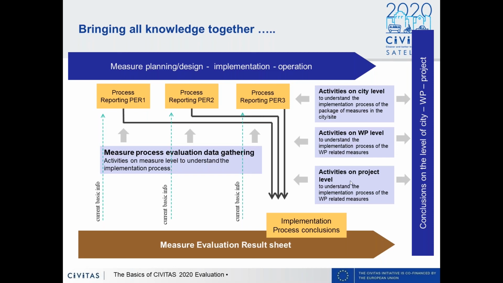The same happens on project level. If the main objective of your project is to change behavior in, let's say, port cities, then it's important to have specific attention on what measures can contribute to port-related mobility problems. What this scheme expresses is that it's important to plan these activities during the lifetime of your project, and this can lead to conclusions on city level, work package level, and project level.